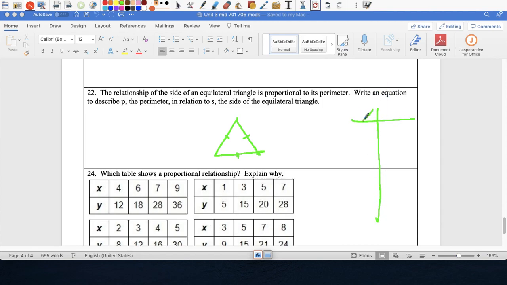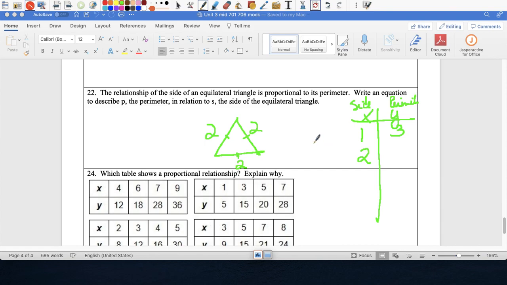We need a table. Let's pretend this was 1. If that was 1, it means this is 1 and this is 1. So when x is 1, x will be the side, and y is going to be the perimeter. And when the side of this triangle is 1, all the other sides will be 1. So that means the perimeter is 3 because we add them all up. When the side is 2, so let me erase, come back.